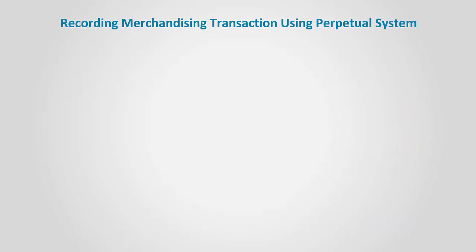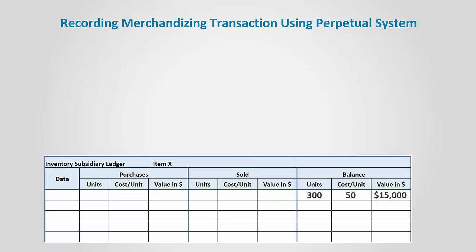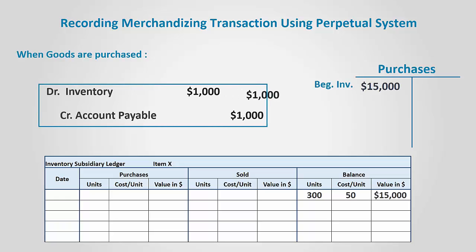How are merchandising transactions recorded using a perpetual accounting system? Let's assume that the business bought product X from a supplier for $1,000. The terms of payment is 2/10 net 30. When goods are purchased, they are recorded in the inventory subsidiary ledger of product X and the balance is updated.